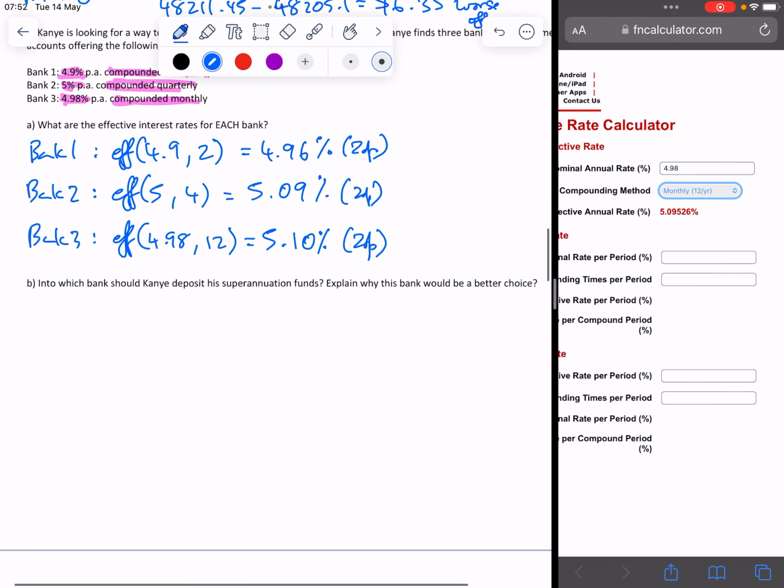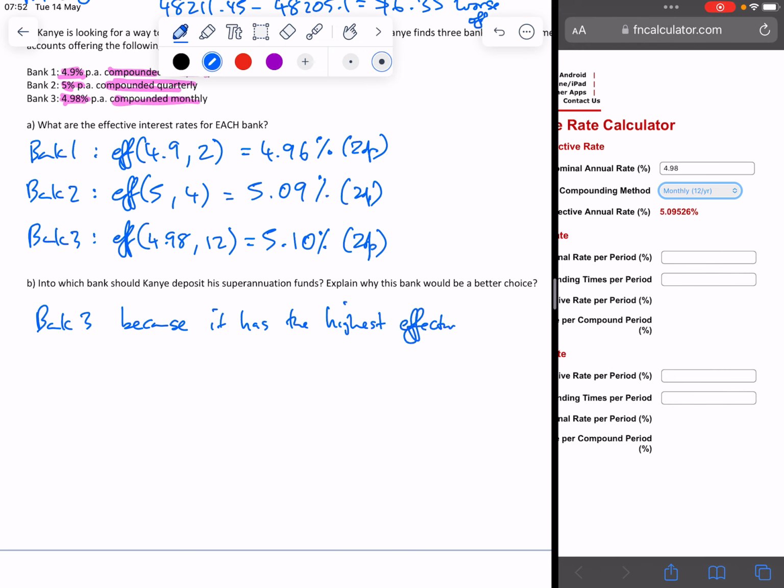Into which bank should Kanye deposit his super account? Explain why. Bank 3, because it has the highest effective rate, so it would earn the most interest. Bank 3, even though it didn't have the highest nominal rate stated here, because it compounds monthly, it actually earns the most with the highest effective rate.